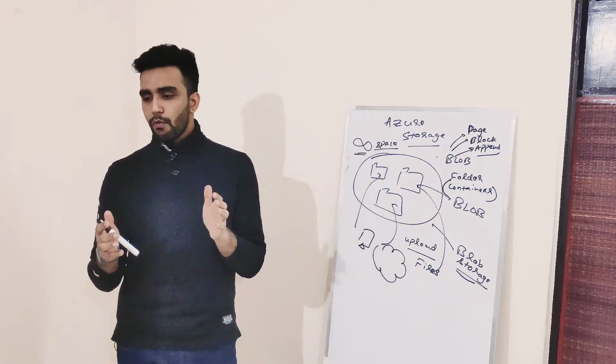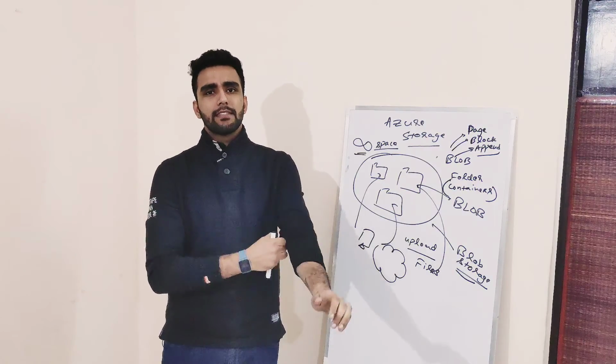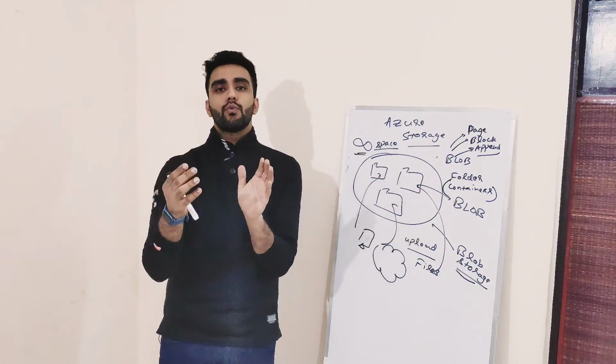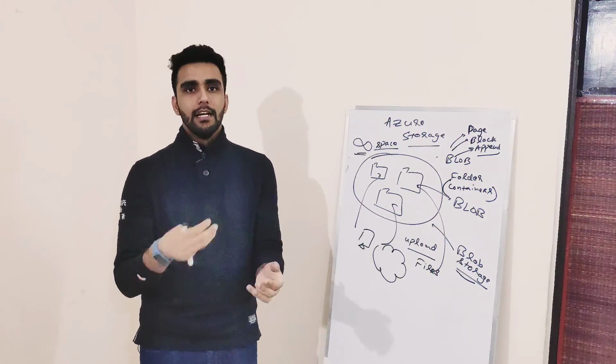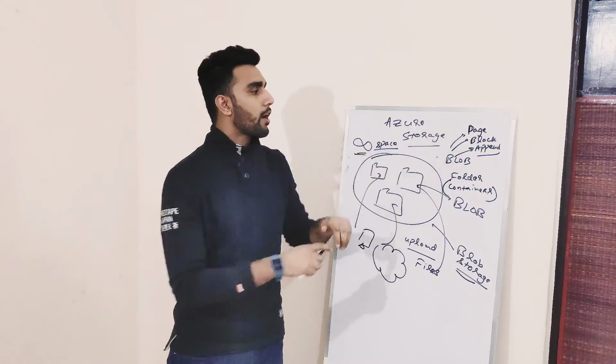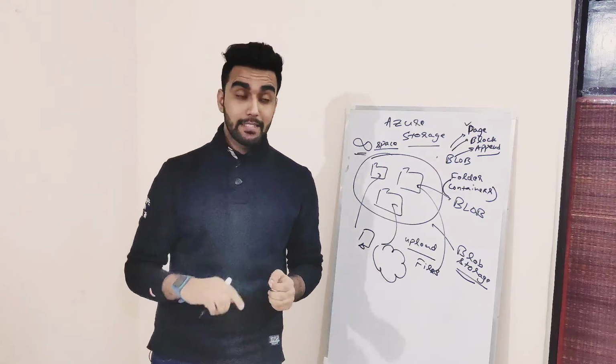Page blob is for random access. It's optimized for random access. So whenever you create a virtual machine or anything, if you are going to store your virtual machine hard disks that are supposed to be accessed quickly, for quicker access you are going to go with page blob most of the time. So this is optimized for random access.